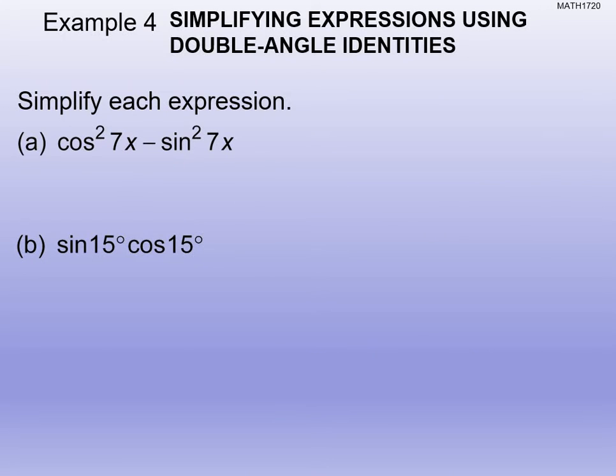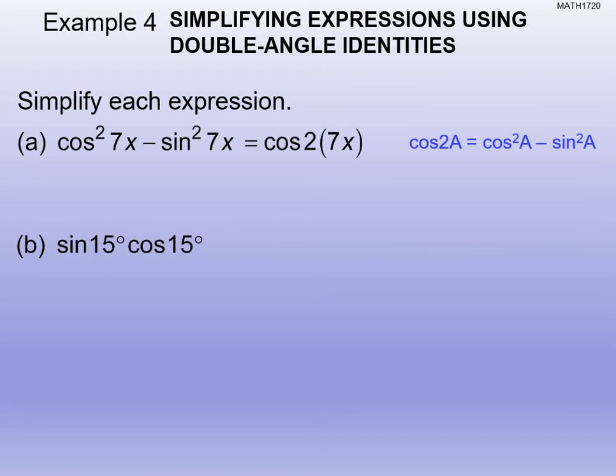All right, let's simplify each expression now. We have cosine squared of 7x minus sine squared of 7x. We're going to use our double angles here. How's that a double angle? 7x is our angle in question. If we use double angles here, we can rewrite this as cosine of 2 times 7x. That's our angle. We're using our double angle identity here. The problem has cosine squared of 7x minus sine squared of 7x.